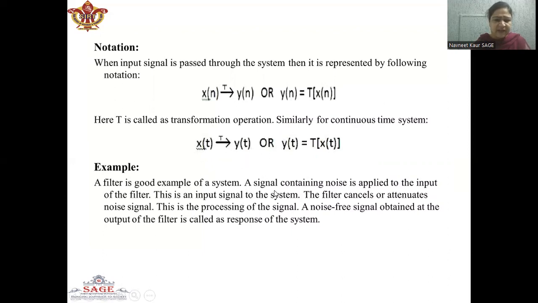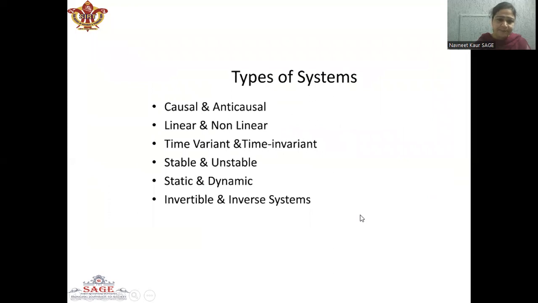If we have any signal which contains noise, it is applied to the input of the filter. This signal which is mixed with noise is the input signal to the system. The filter attenuates the noise signal, that means it processes the signal and removes the noise. So at the output, we will get a noise-free signal, which is also known as the response of the system.